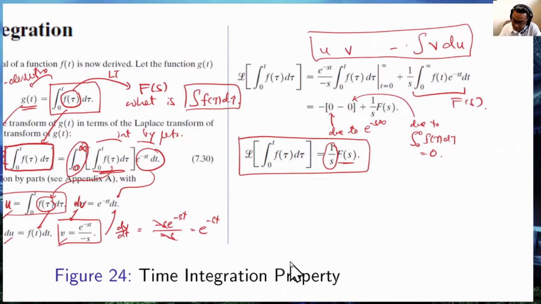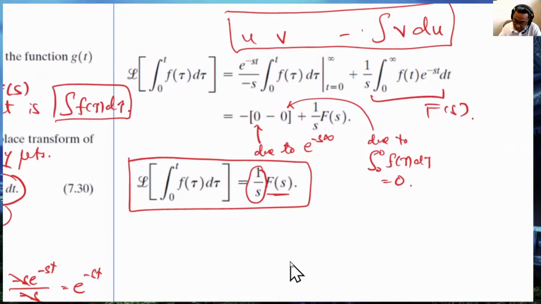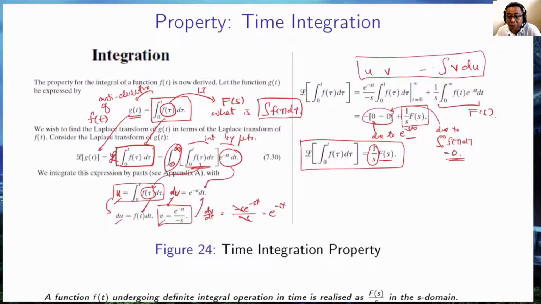Now, if you work out the sum, this is what you'll find. Okay, so I'll not explain. I've already written the reasons here. On the left hand side, it becomes 0, and on the right hand side, we will simply have 1 over s times F of s. Okay, that's it. So this is the proof for the time integration property.